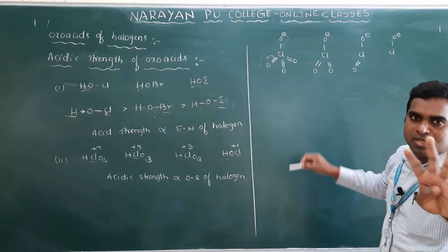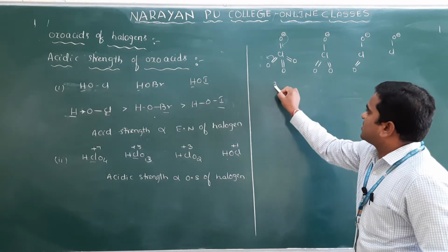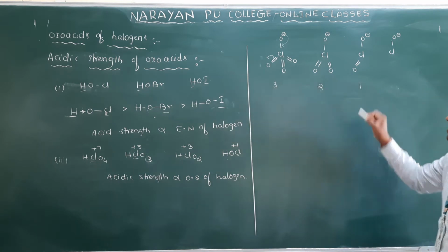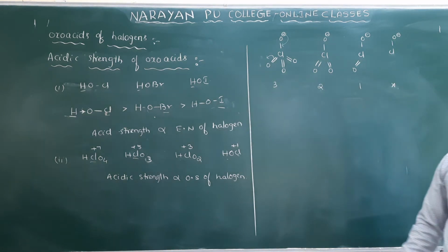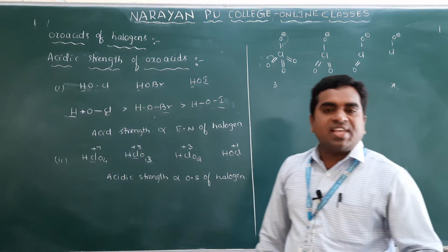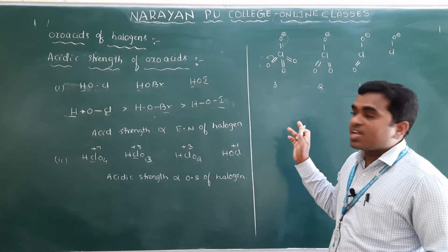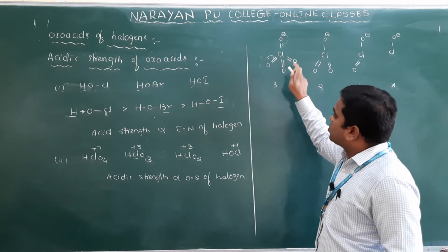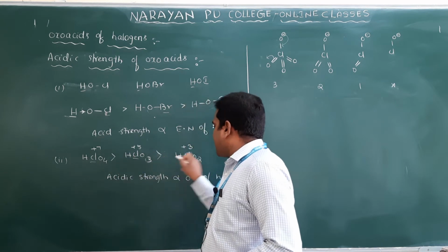3 double bonds means you will get 3 resonance structures here. Clear? 3 resonance structures. Here 2 resonance structures. Here 1 resonance structure, and there is no resonance structure here. As the number of resonance structures increases, stability also increases. Which one is most stable here? This is most stable. So that's why this is the strongest acid.